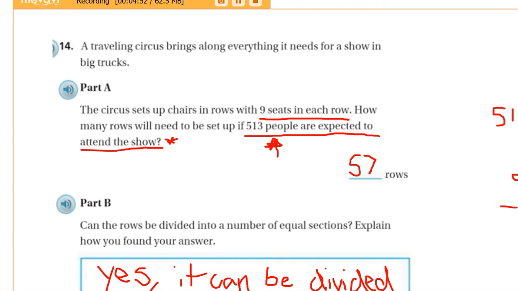Part C: circus horses eat about, so this is an estimate problem, 250 pounds of horse food per week. So in 1 week, 250 pounds. 2 weeks, another 250 pounds. 3 weeks, another 250 pounds. About how many pounds of food does a circus horse eat each day? Explain your answer. So they eat about 250 pounds in a week.